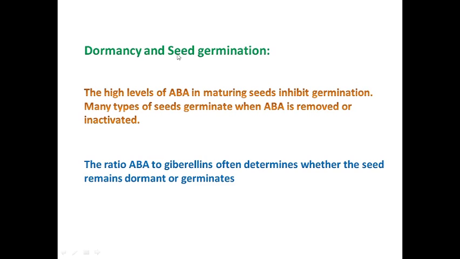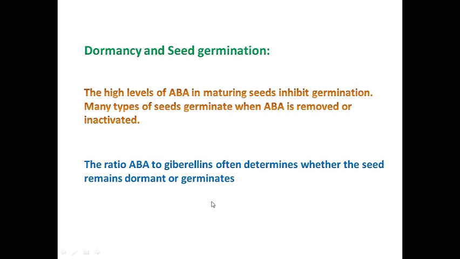Next, coming to dormancy and germination. The high levels of ABA in maturing seeds inhibit germination. The gibberellins promote seed germination, but ABA acts antagonistically to gibberellins and inhibits seed germination. Many types of seeds germinate when ABA is removed or inactivated. The ratio of ABA to gibberellins often determines whether the seed remains dormant or germinates.